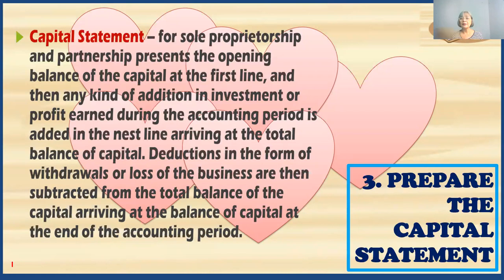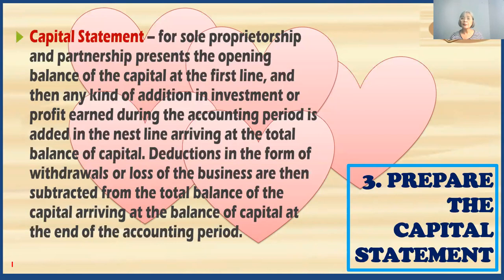Anong ibig sabihin nun? Yung capital statement, magsisimula siya sa beginning capital. Tapos, i-add natin yung additional capital. Tapos kung ano yung resulta ng operations, whether income or loss, i-add or isusubtract natin from the available capital. Yung beginning capital plus additional capital, ang total nun, ang tawag ay available capital.